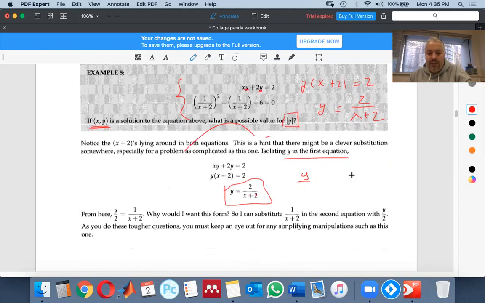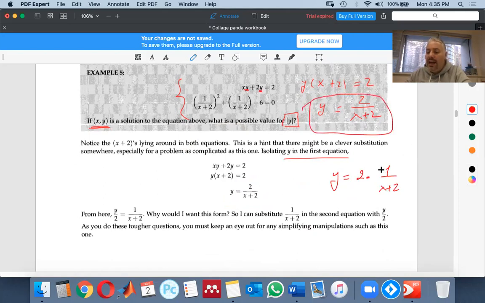Let me write better, 1 minute. So we say this one. Since I have 1 over x plus 2 here, y is equal to 2 times 1 over x plus 2. And then if I divide both sides by 2, y over 2 is equal to 1 over x plus 2. Now, instead of this 1 over x plus 2, I can say y over 2. So my equation is now (y over 2) squared plus y over 2 minus 6 equals 0.